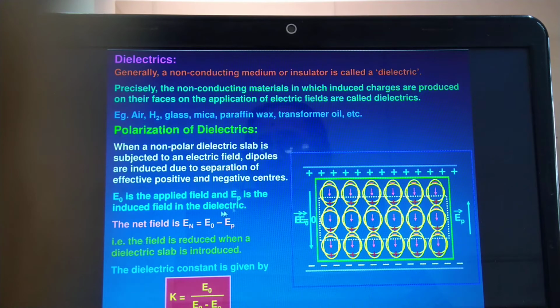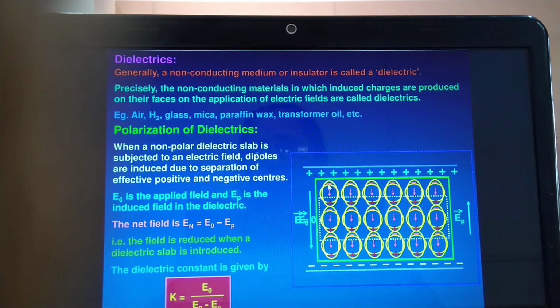See here, you have a positively charged plate, and here you have a negatively charged plate. Your lines of force start from the positive charge and end on the negative charge. This is called the electric field direction, from the positive charge to the negative charge of the plate, which is nothing but E0. Inside those two plates, one positively charged and the other negatively charged, there is a dielectric. Now this dielectric is nothing but non-polar molecules. See this, non-polar molecules are arranged here.